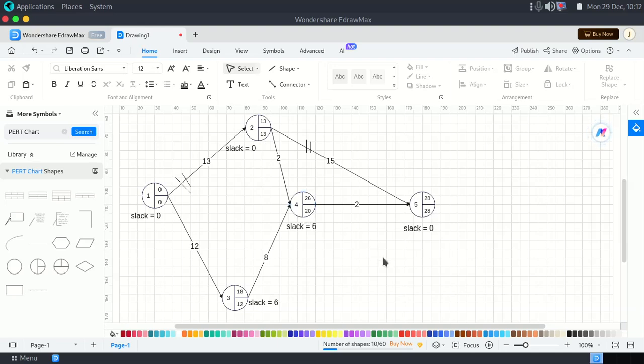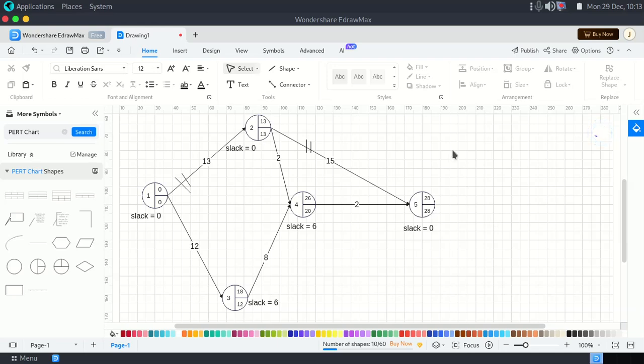Now here I have a slack of 0, here 6, so we cannot shade. So what we mean is that from 1 to 2, 1 has a slack of 0, and 2 is 0, so we can shade here. But from 1 to 3, the slack for 1 is 0, for 3 is 6, so we cannot shade here, it's not 0, 0. And for 2 to 4, 2 has a slack of 0, but 4 has a slack of 6, so we cannot shade. But 2 to 5, 2 has a slack of 0, 5 has a slack of 0, so we can shade. Now we come to 4 to 5. 4 has a slack of 6, 5 has a slack of 0, so we cannot shade that.